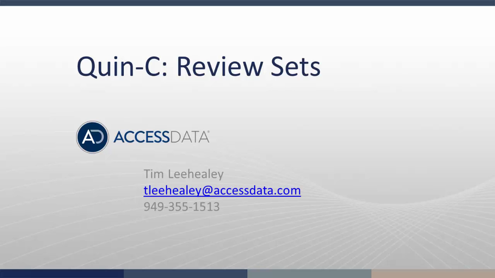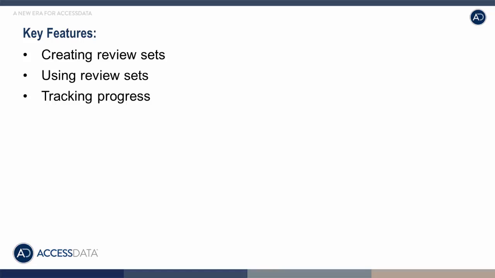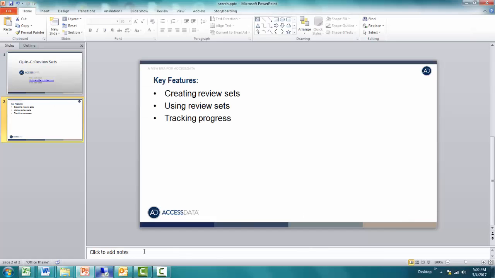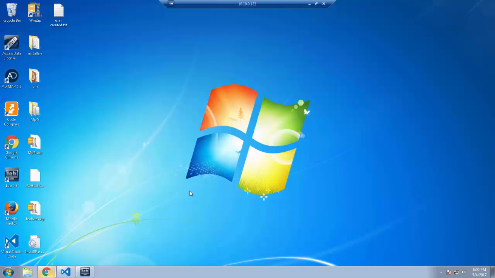In this video, we're going to walk through review sets, how to make them, how to track them, all that kind of good stuff. It's done differently in the Quincy system than it is in Summation, and so I want to point out those differences. What we're going to do here is create review sets, use some review sets, and track them. So let's go in and do just that.